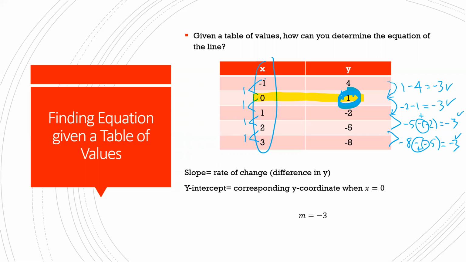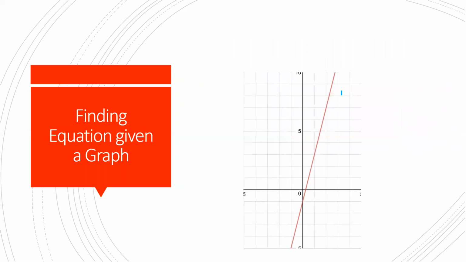So let's piece this all together. My slope is -3. My y-intercept is 1. And that means my equation of the line is y equals negative 3x plus 1. So hopefully that makes sense. How do you find the equation if you're given a graph?